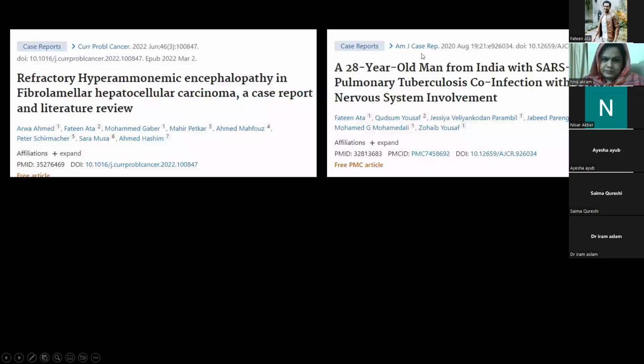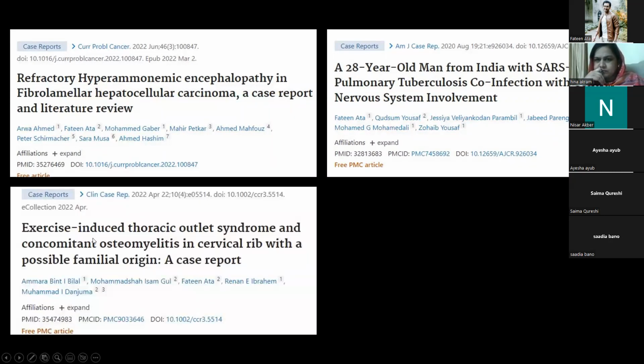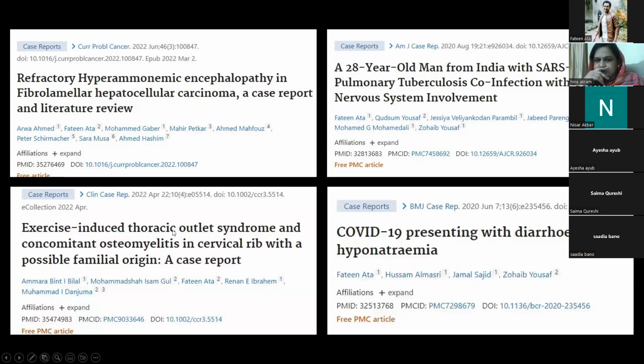On the other hand, this is an American Journal of Case Reports title. They specifically ask to include the age and the origin of the patient. So it looks like this. It will include the whole 28-year-old man from India with this infection and pulmonary tuberculosis with central nervous system involvement. So this is another way of writing the title. Then again, these are another two examples of writing the title. So mainly the title, generally, has to represent the whole case, what it is about, rather than making it too fancy without showing what the case is actually about.